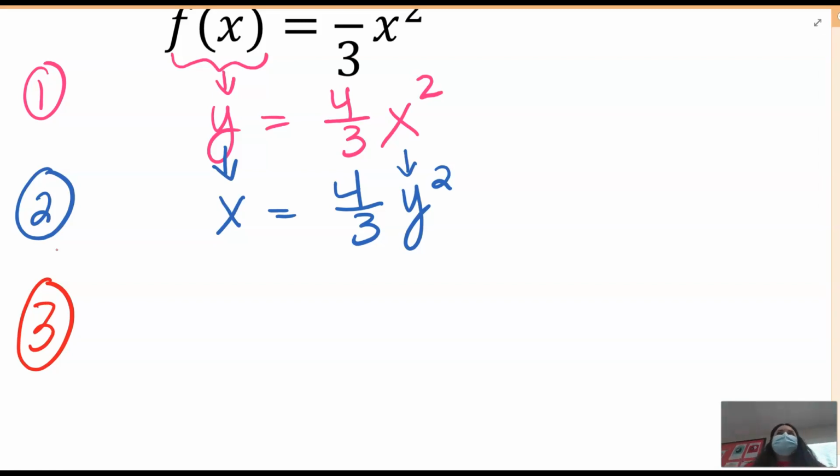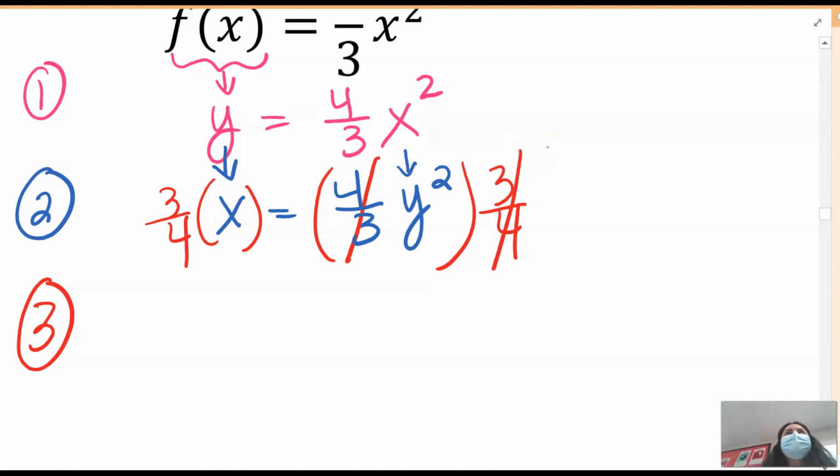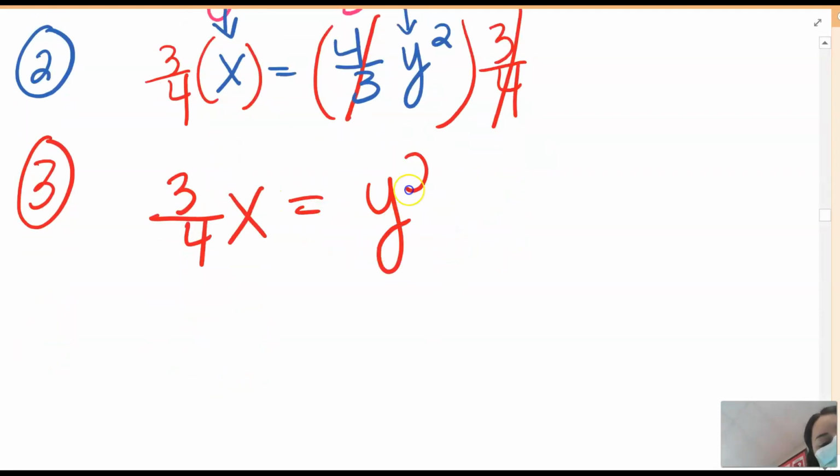But again, I have the 4/3 and the squared. So what are we going to get rid of first? The fraction or the squared? You can't get rid of the square until you get rid of the fraction, okay? Because if you remember, PEMDAS in reverse, the exponent is like second to the last thing that you do if there's parentheses. So this you actually multiply by the reciprocal first, so 3/4. Multiply by 3/4. That way your fractions can cancel on the right side. And we're going to be left with 3/4 x equals y squared.